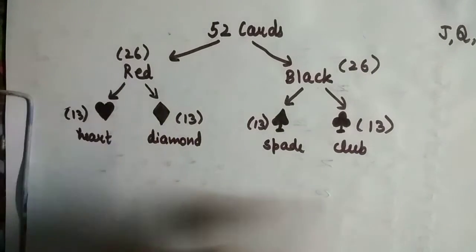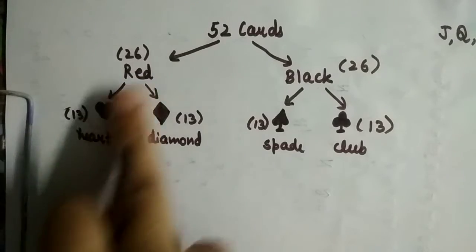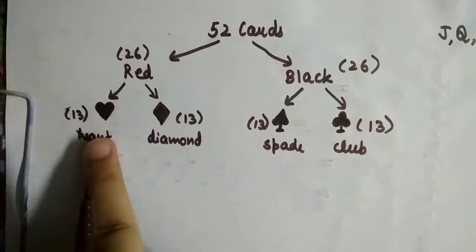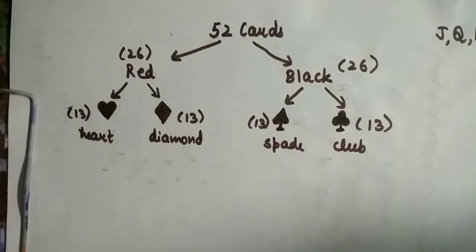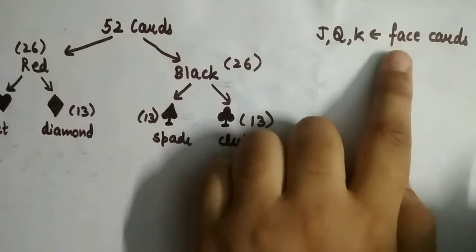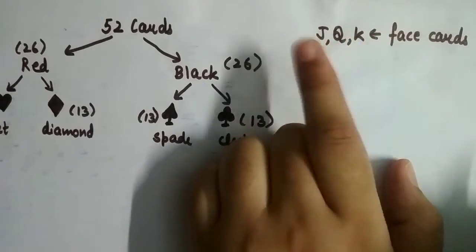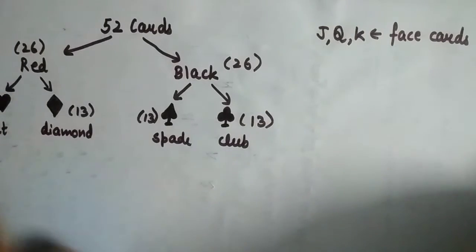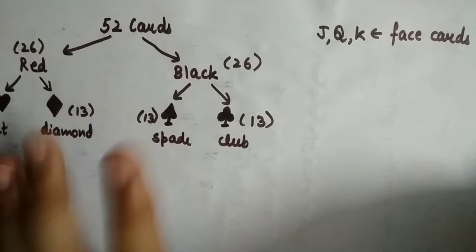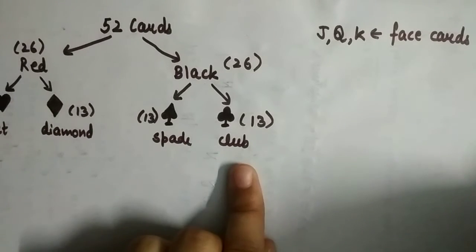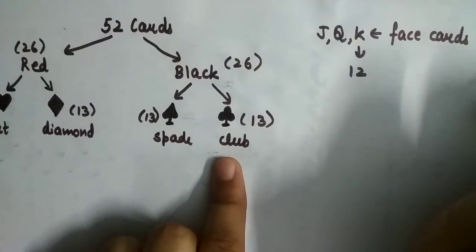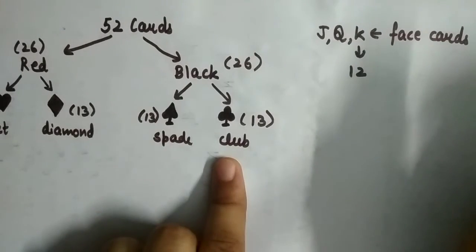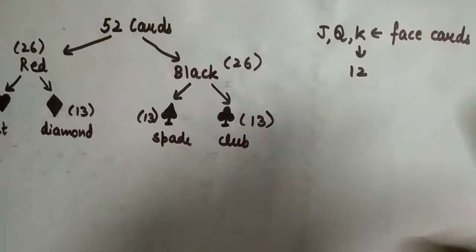26 are of red color, 26 are of black color. There are 4 suits and 13 cards are there in each suit. This is heart, this is diamond, this is spade, and this is club. And there are J, K and Q, these are the face cards, and in each suit there are 3 face cards, J, Q and K. So in total in a deck of 52 cards there are 12 face cards and 3 face cards in each suit. Now after knowing all about the cards, we will solve the questions.